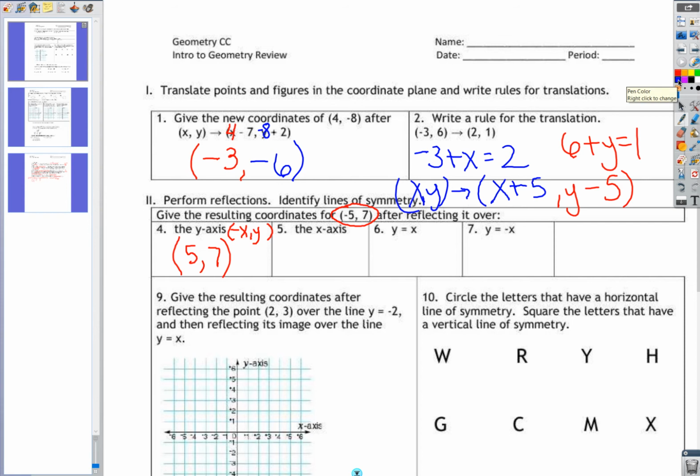I like that I can do lots of different colors. That's just fun. Okay, if I do a reflection over the x-axis, what's my rule? Don't you switch them? It's x, negative y. Change the sign. So I'm going to change the sign of my y coordinate. My x just comes down, so I still have a negative 5. And now I change the sign of my y, so instead of 7, I'm going to get negative 7.